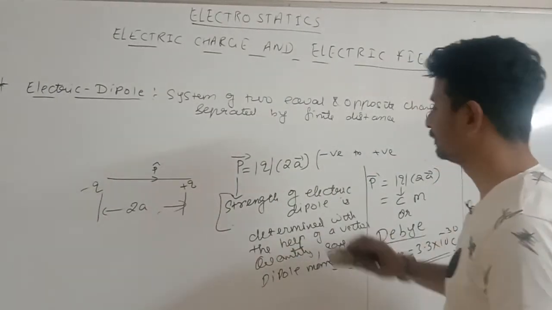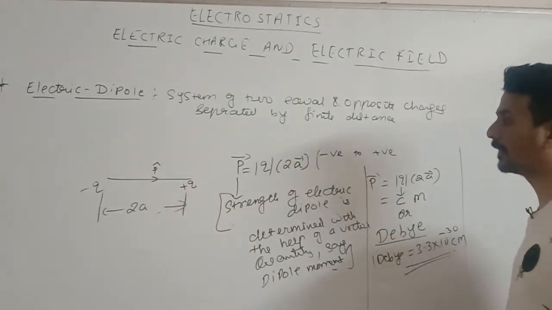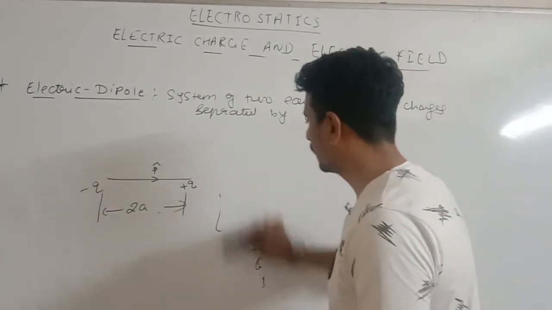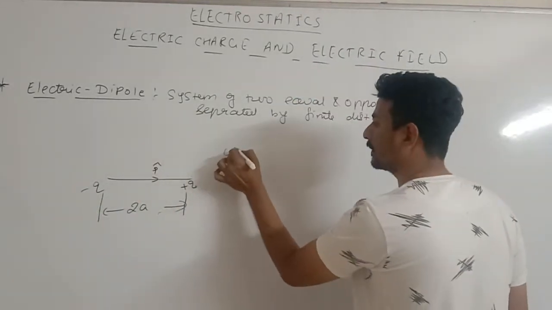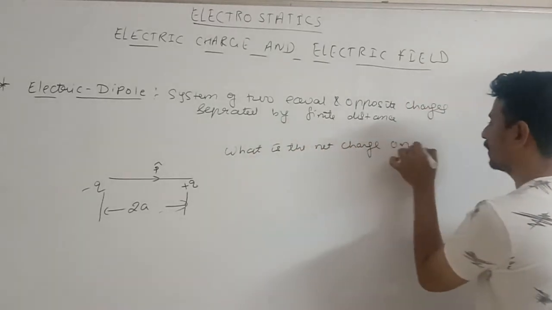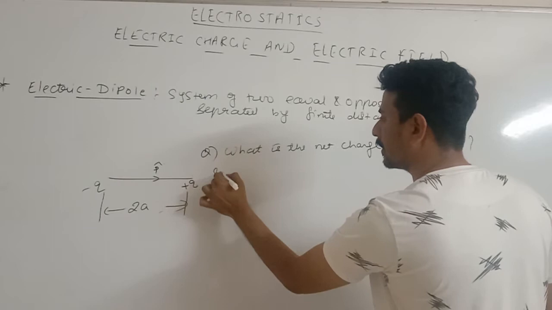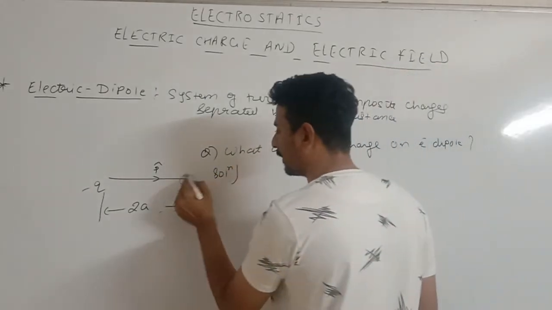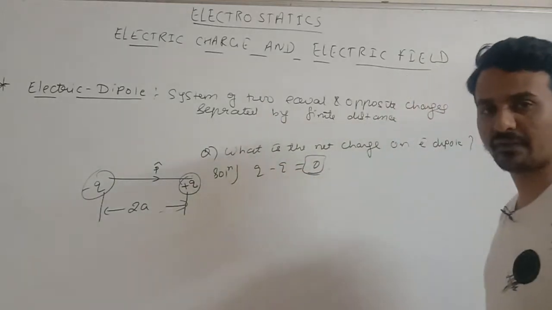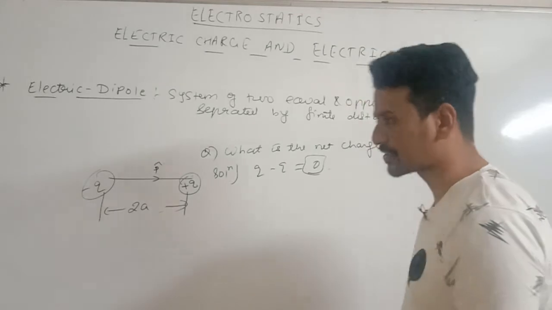Okay. Now, so this was all the introduction of electric dipole, its unit, what is the use of dipole moment, what is the direction of dipole moment, right? See, if it is being asked what is the net charge on electric dipole, as charge is a scalar quantity, right? Charge is a scalar quantity, dipole is having plus q charge, minus q charge, so net charge will be q minus q, that is 0. Right, so net charge on an electric dipole is always 0 because charge is a scalar quantity. You need not assign any kind of direction to it, right?